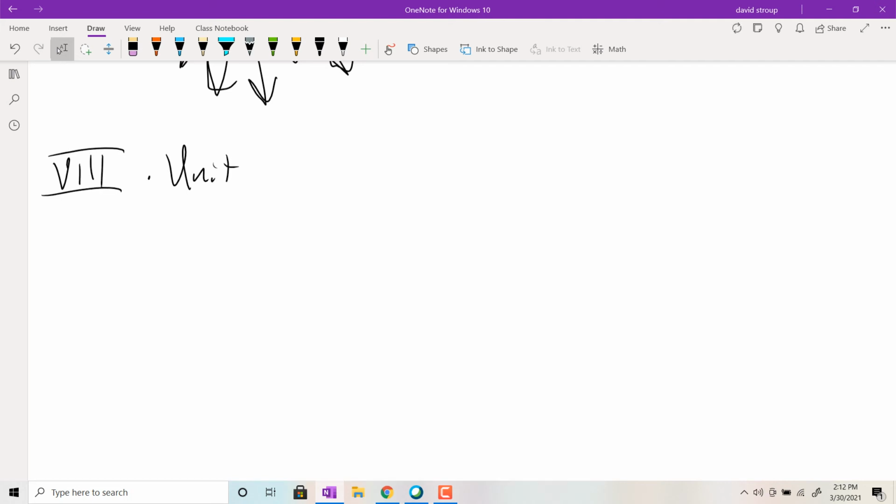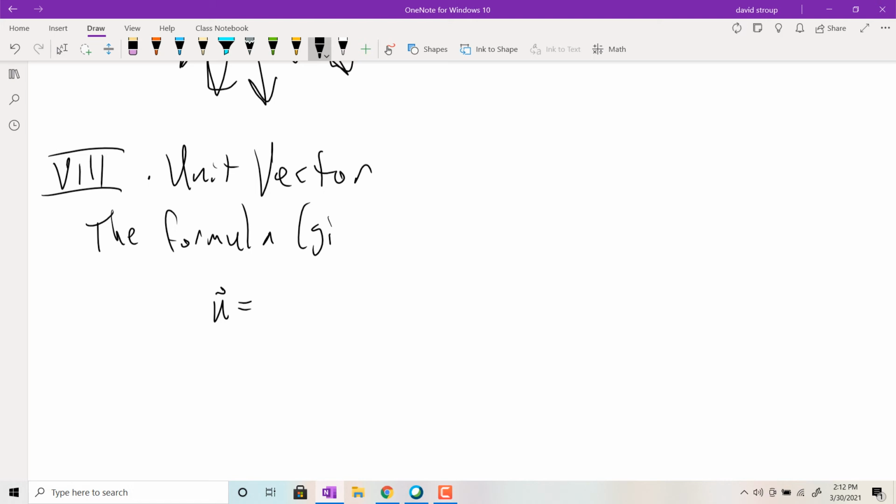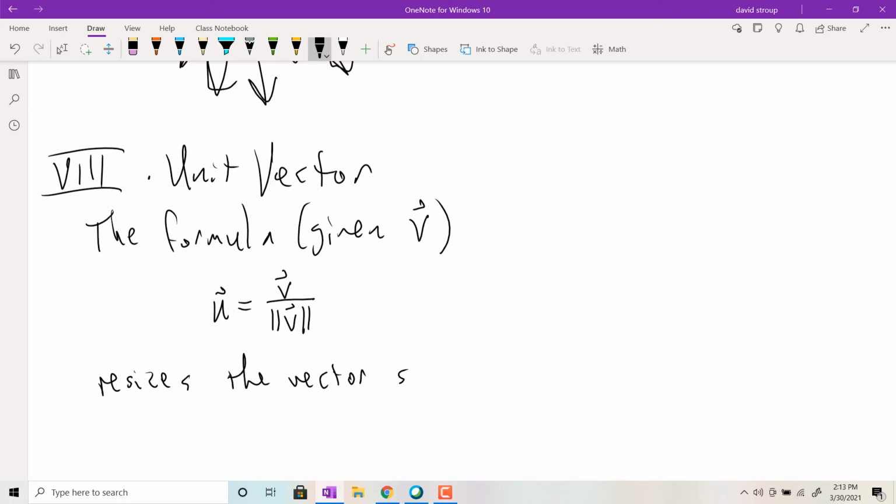Okay, the unit vector. So basically the formula that we use here is, given some vector v, the unit vector u will equal the vector v divided by the magnitude of vector v, which is basically just multiplying by a scalar. Okay? And what does this do? The formula resizes the vector so its magnitude is 1.